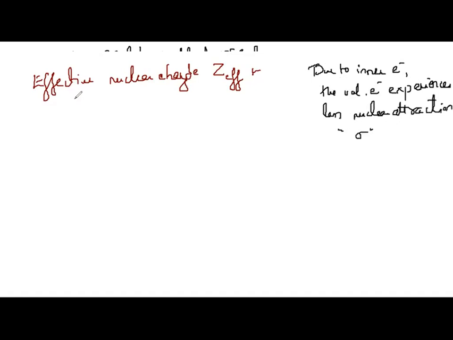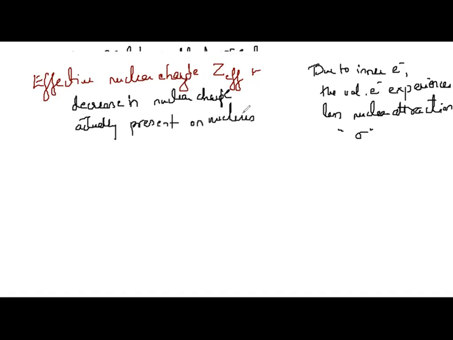So due to the screening effect, the valence electron experiences less attraction towards the nucleus. What happens? This brings a decrease in the nuclear charge actually present on the nucleus, on that valence electron only. So it brings a decrease in the nuclear charge. That decrease in the nuclear charge is called effective nuclear charge.